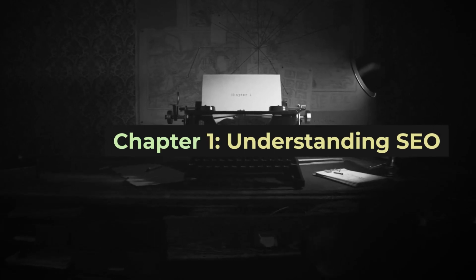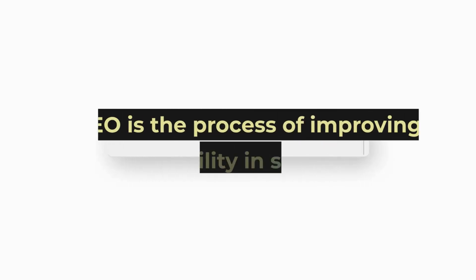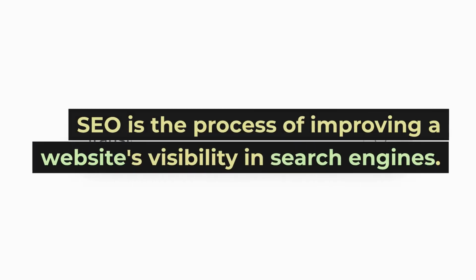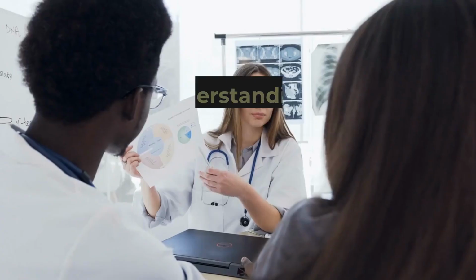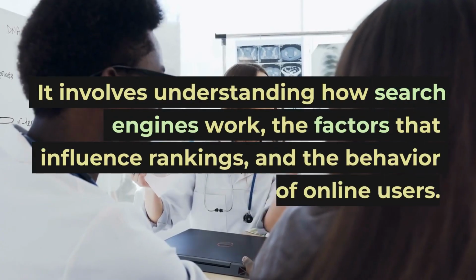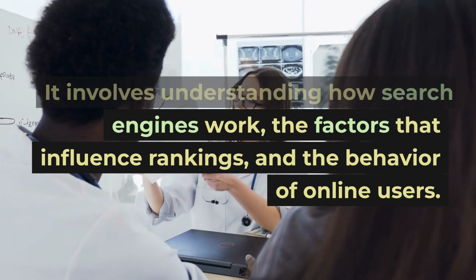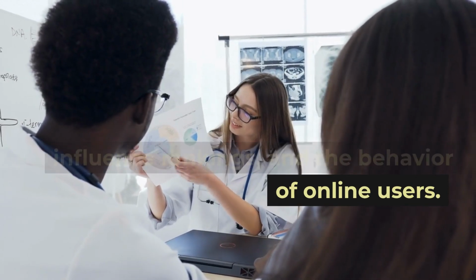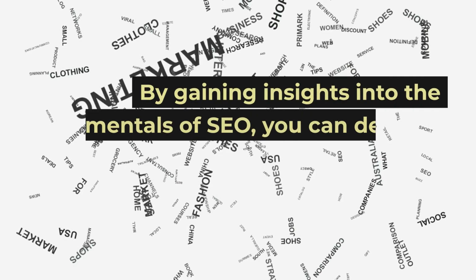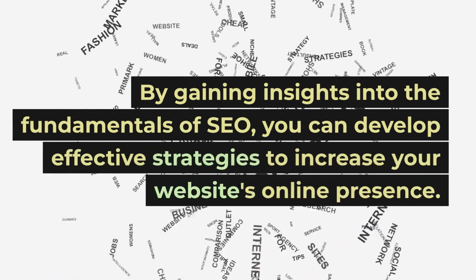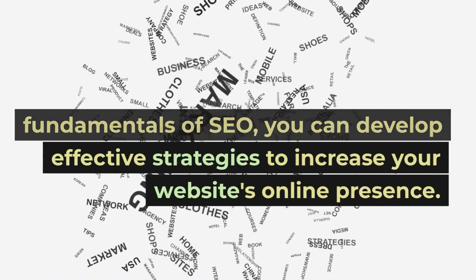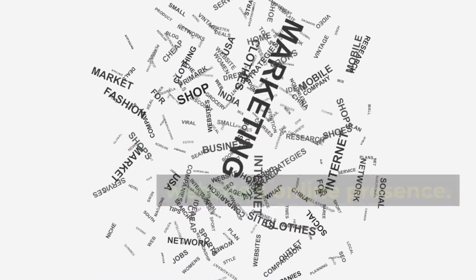Chapter 1. Understanding SEO. SEO is the process of improving a website's visibility in search engines. It involves understanding how search engines work, the factors that influence rankings, and the behavior of online users. By gaining insights into the fundamentals of SEO, you can develop effective strategies to increase your website's online presence.